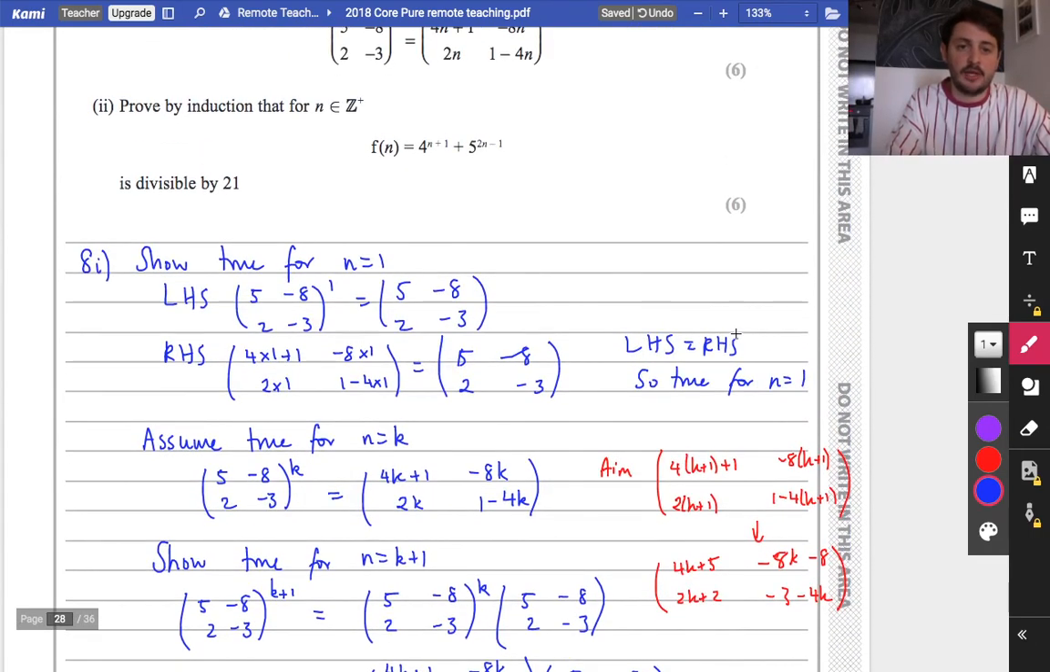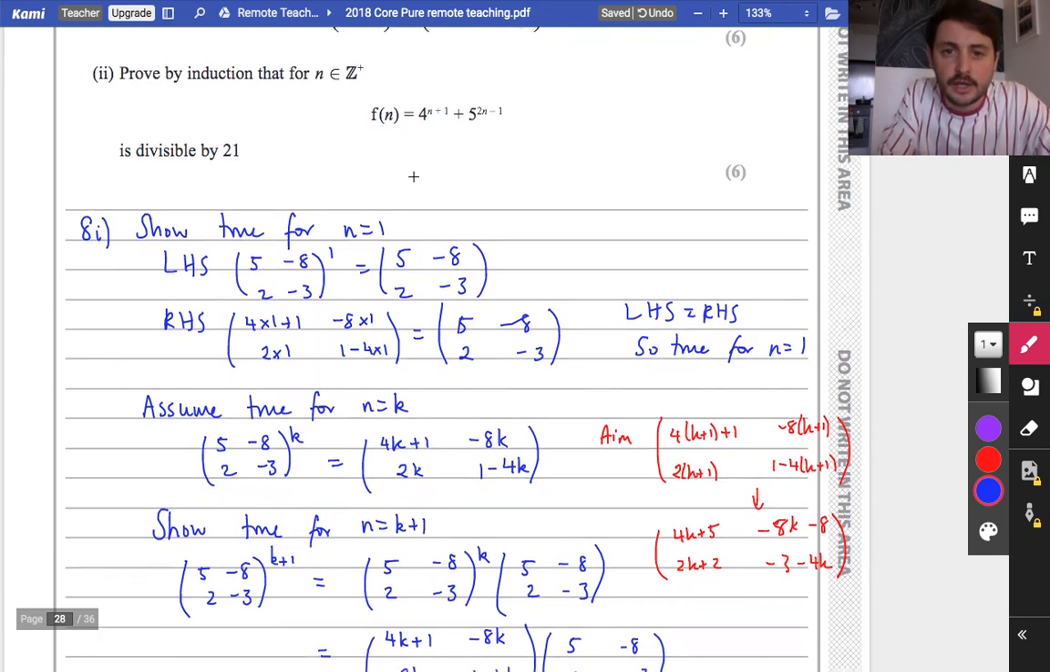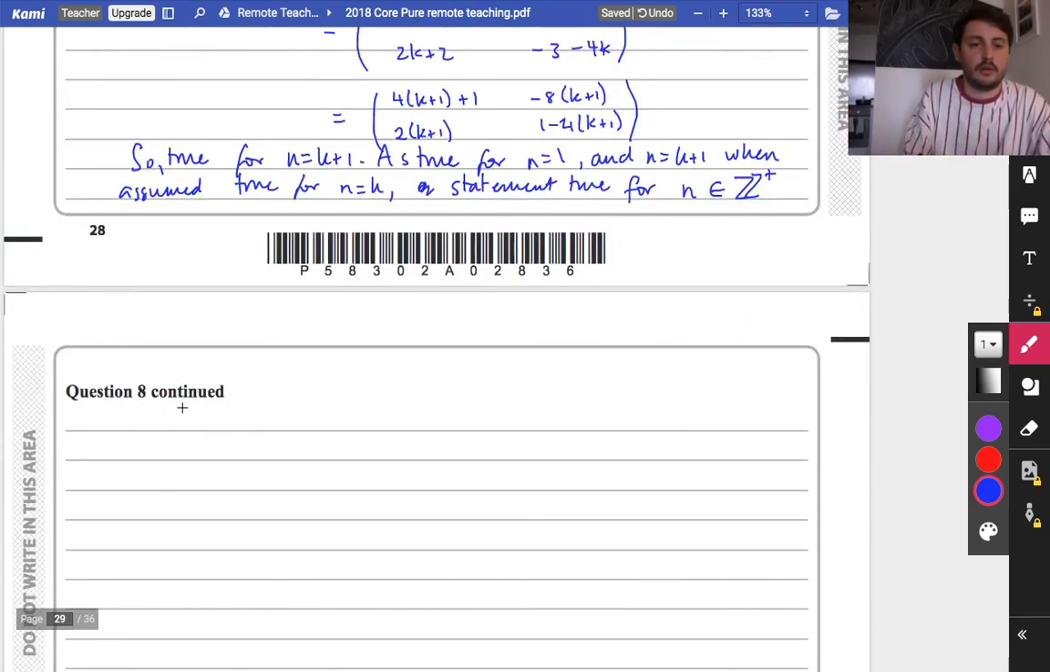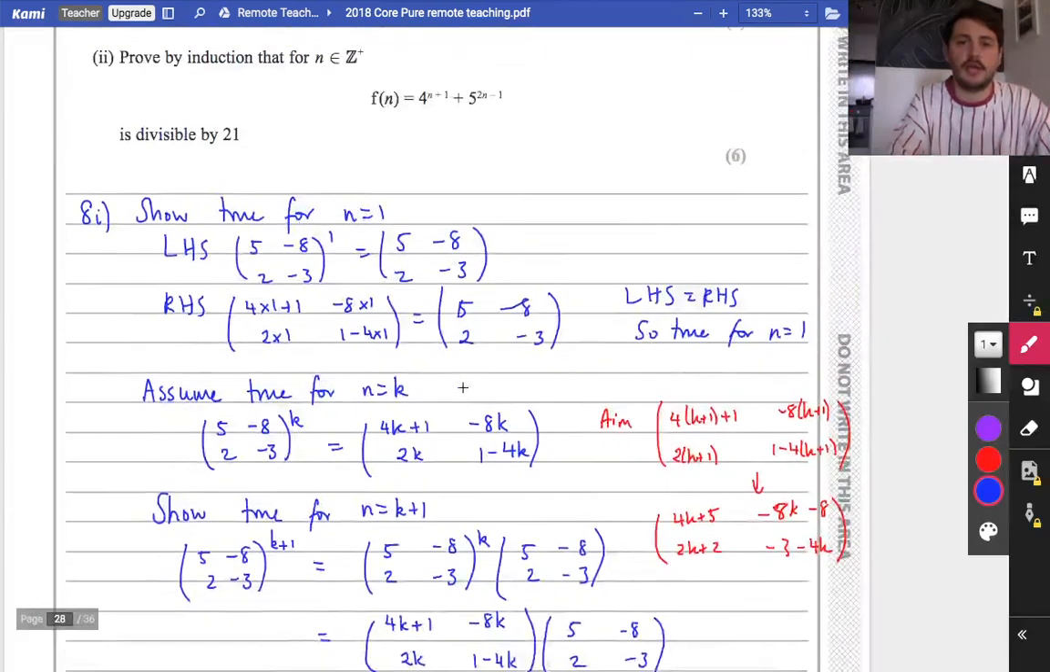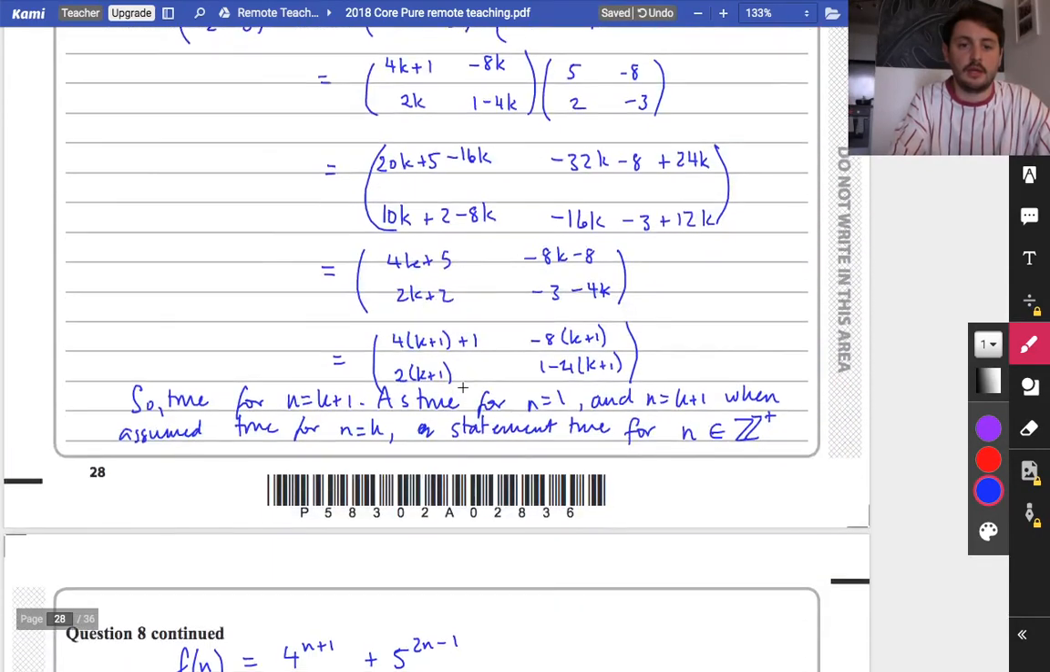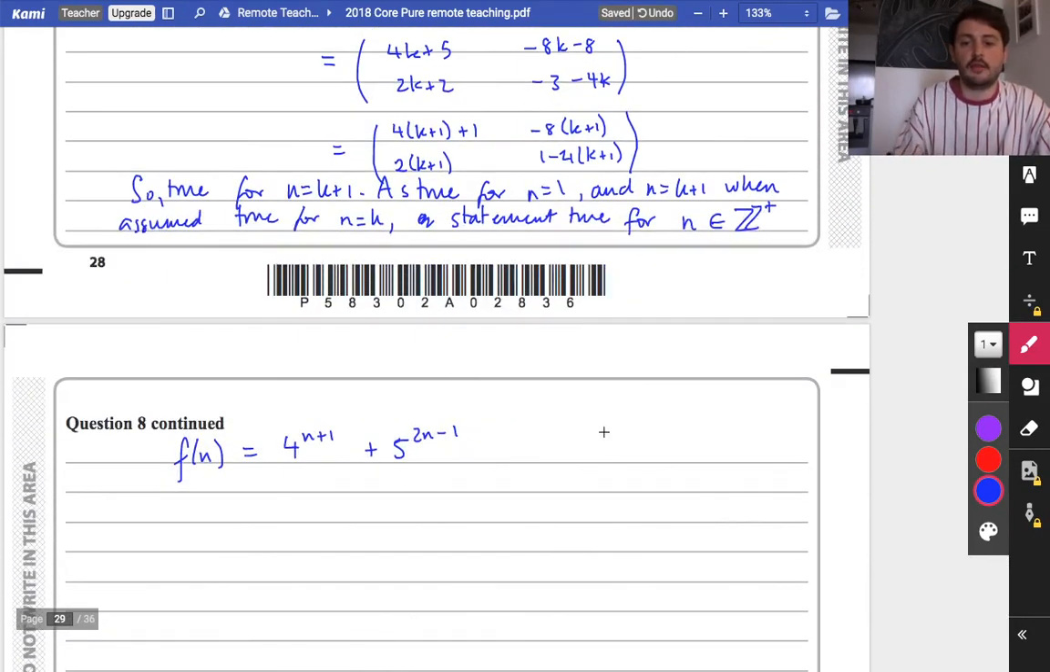And the next one is an induction proof to show that something is divisible by 21. So I want to take this function, f of n equals 4 to the n plus 1 plus 5 to the 2n minus 1. I better check I've written that out right, it's so easy to make a mistake. So I want to prove that it is divisible by 21. This is part 2 of the question.